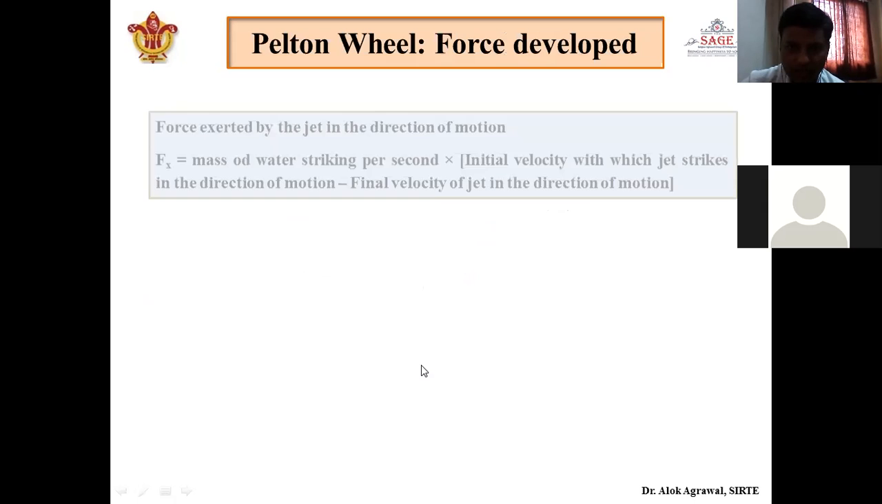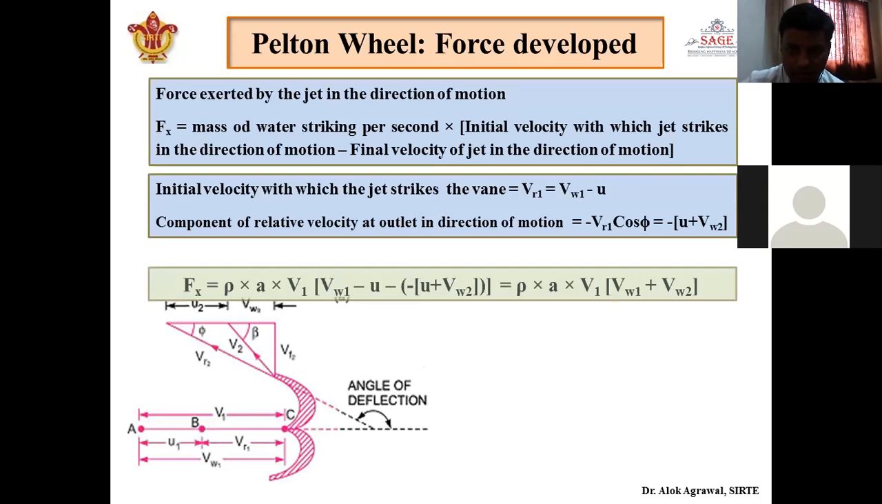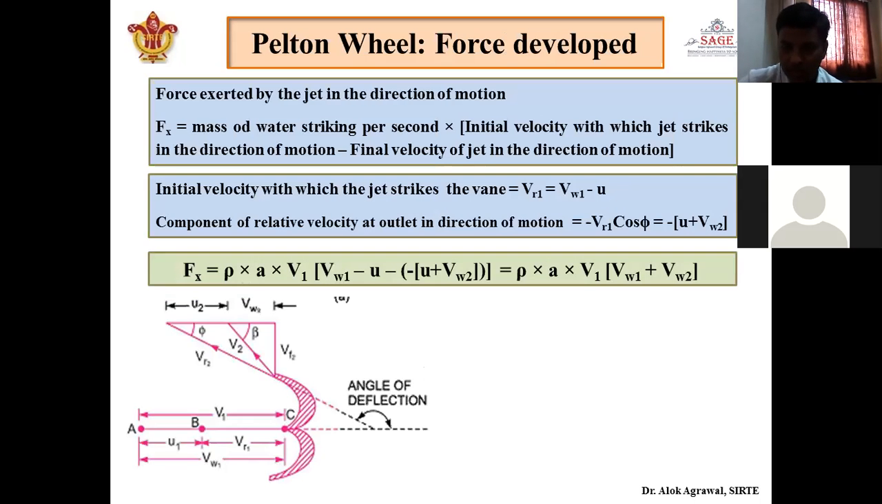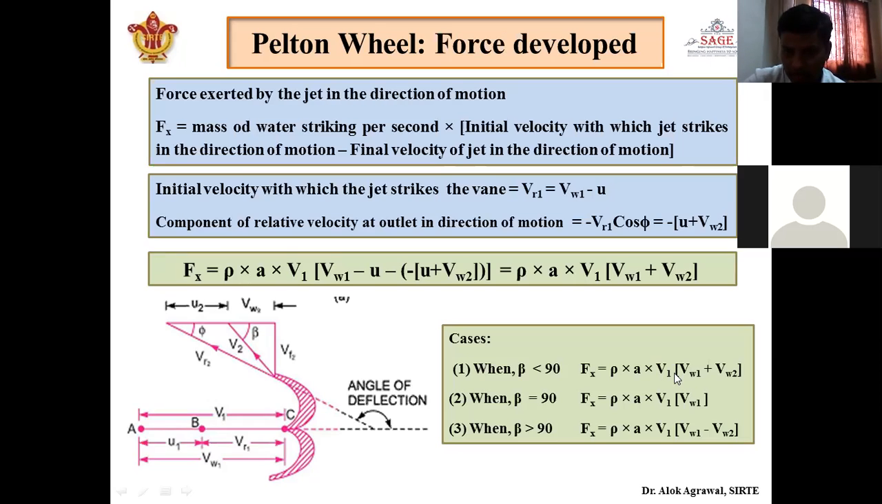Force developed is given by the formula rho A V1 (VW1 plus VW2). It is again divided into three cases depending upon the value of beta. If beta is an acute angle, we have rho A V1 (VW1 plus VW2). If beta is 90 degrees, VW2 will be 0. And if beta is an obtuse angle, then there will be a change in the velocity triangle and we get VW2 as a negative value, and we have to put it in the formula. These three formulas are important.